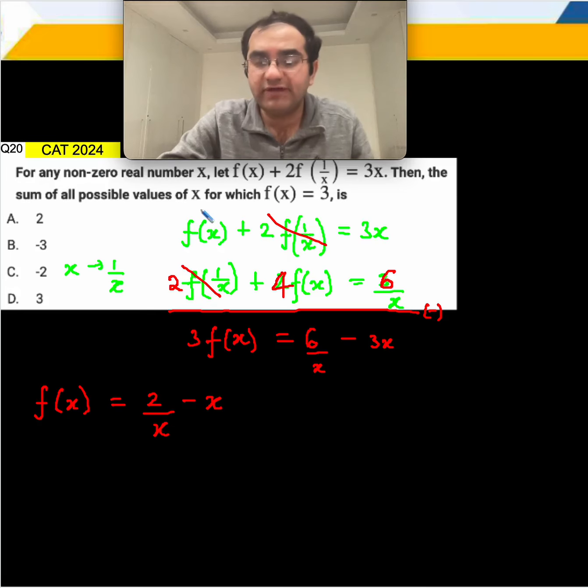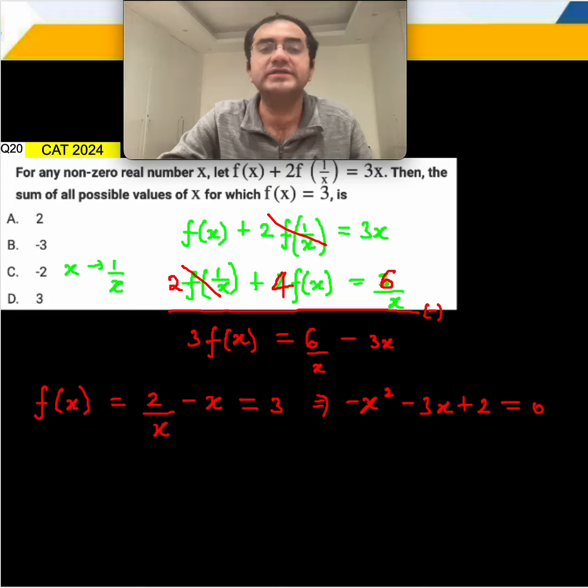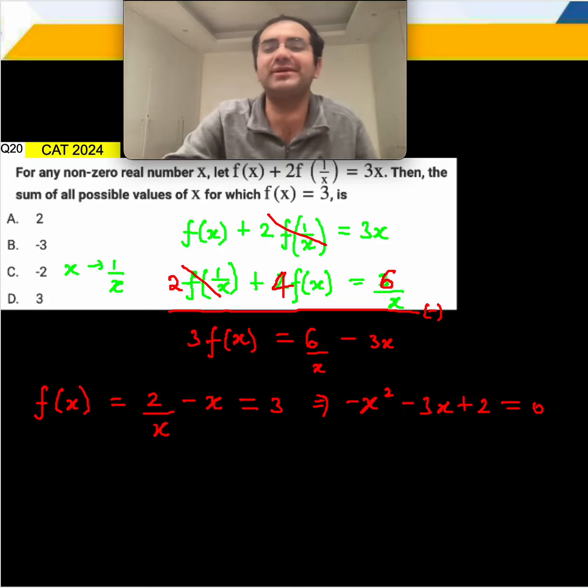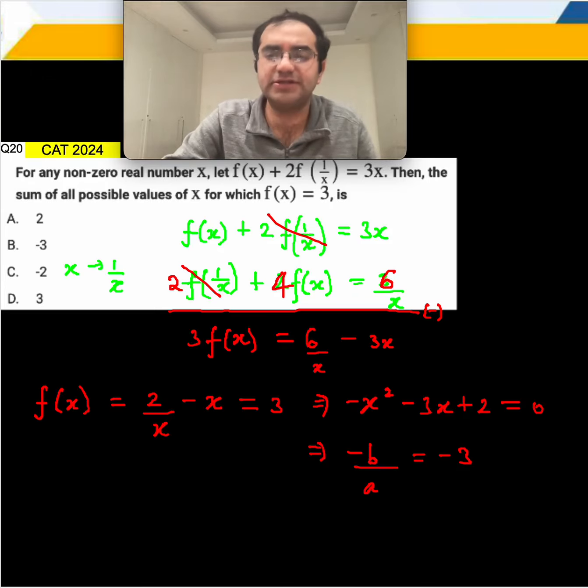Sum of all values of x for which f of x is 3: put f of x equal to 3. Simplify, it becomes a quadratic. It's saying sum of all possible values of x means sum of roots. Sum of roots is minus b upon a. Minus 3 is the right answer. That is option B for question 20.